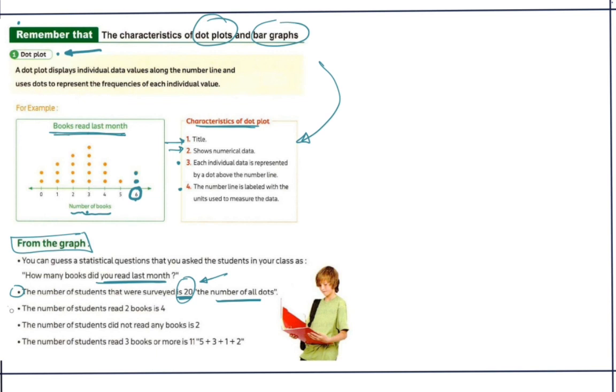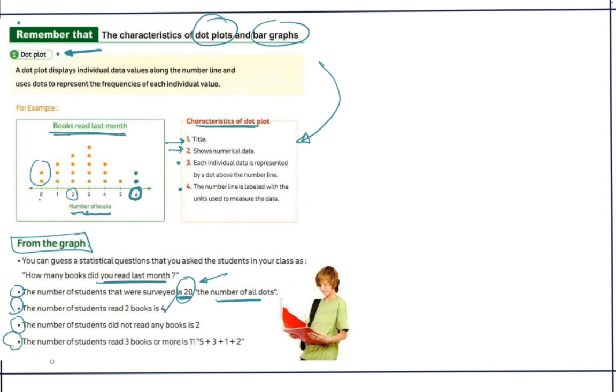Another data: number of students who read 2 books is 4. Why? Here at 2 books, we count 1, 2, 3, 4. So 4 students read 2 books, right? Another one: number of students who did not read any book. That means 0 books. How many students? 2 students. 2 students didn't read any book.